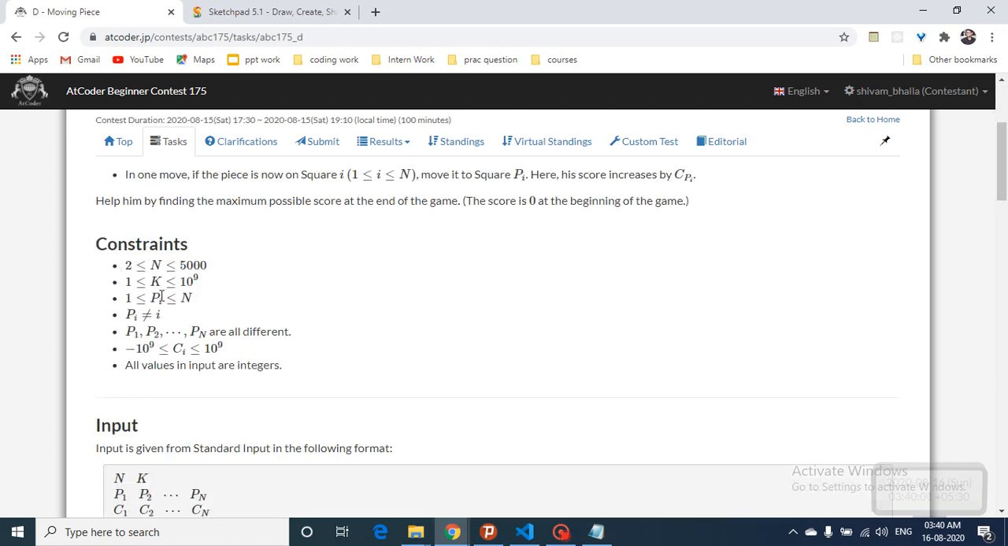Okay, so as you can see, N is up to 5000 only. I always encourage my viewers and subscribers to see what N is given. In this, N is up to 5000, so you can do it in O of N square also. You can make your solution up to O of N square, it should not be more than that. K is very large. And Pi is also given, and Ci can be negative and positive.